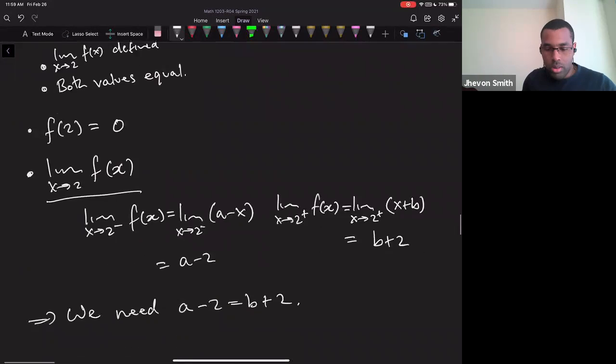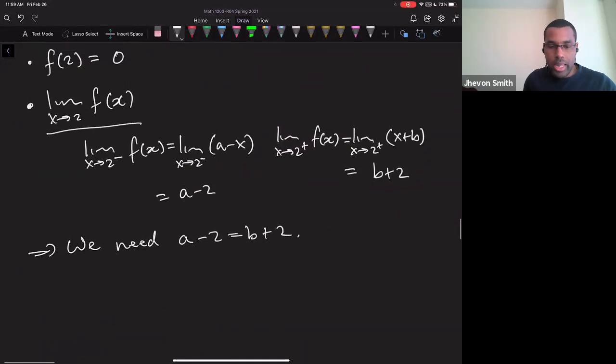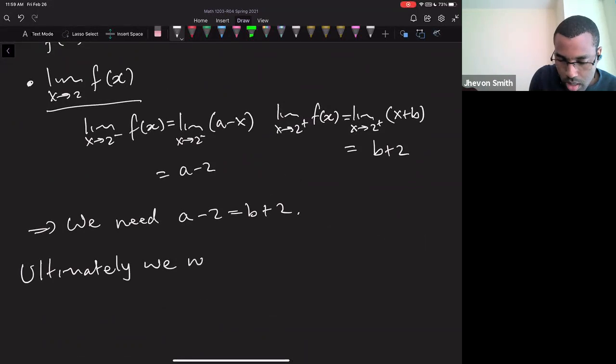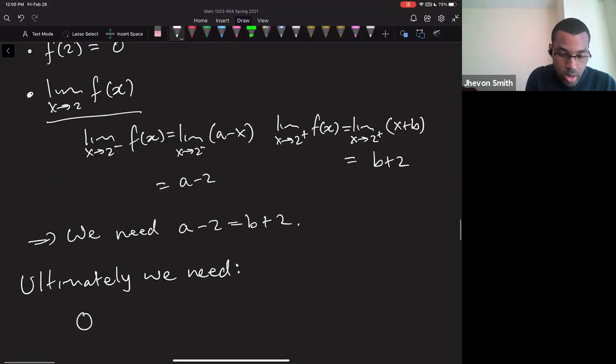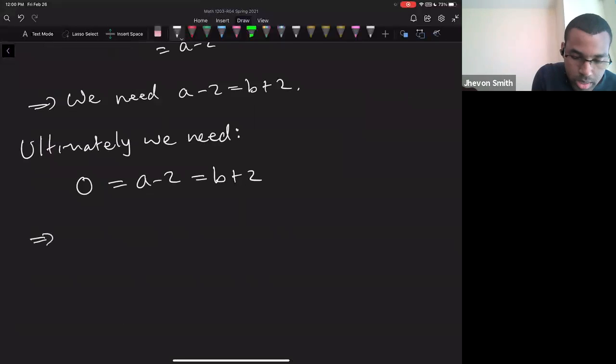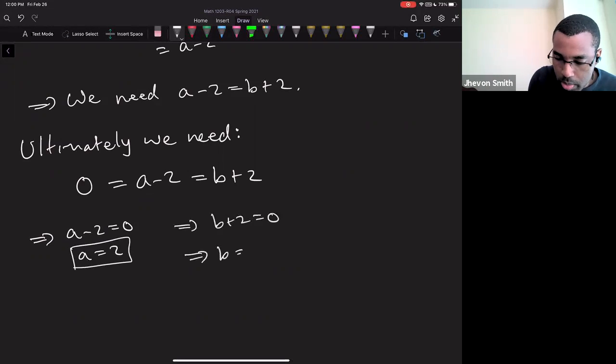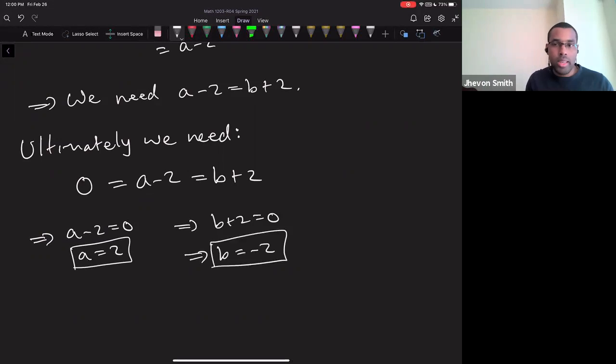Okay, so that's what we need, right? So we need that to be true. Ultimately we need all of these to give us the same answer. So the 0, which is the answer in part A, needs to be equal to A minus 2, and also needs to be equal to B plus 2. So this means I need A minus 2 to equal 0, so my A must be 2. And I also need B plus 2 to be equal to 0, so my B must be minus 2. And that would be the answer, right?